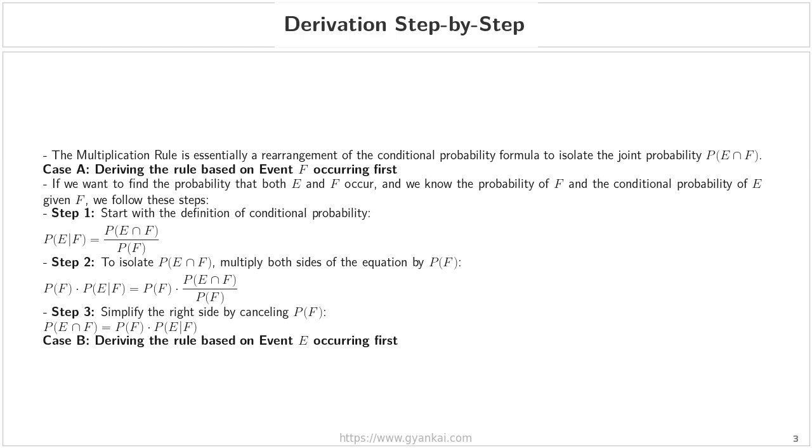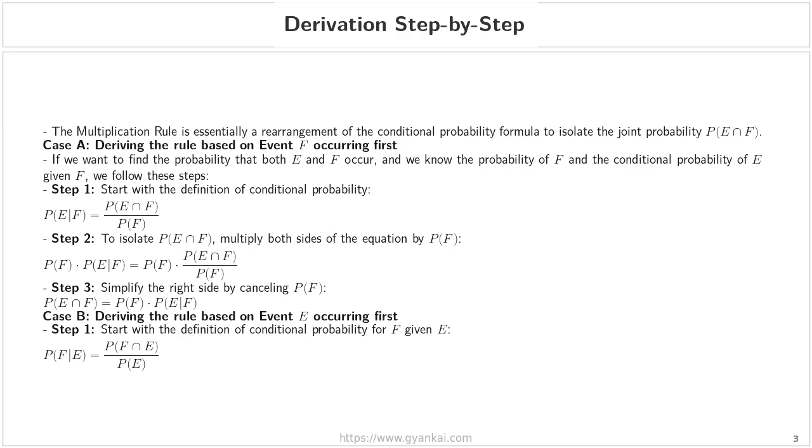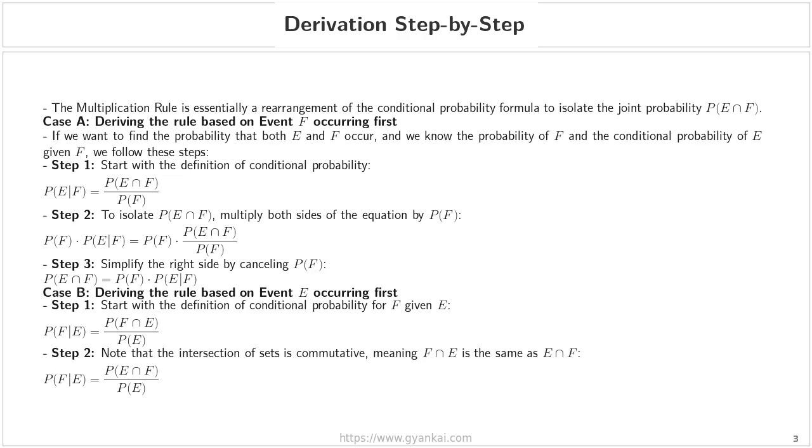The logic remains identical. Step 1, we start with the definition of conditional probability. But this time for F given E, this means the probability of F given E equals the probability of F intersection E, divided by the probability of E. Step 2, now, a quick reminder of a fundamental rule from set theory. The intersection is commutative. This means the probability of F intersection E is exactly the same as the probability of E intersection F, so our equation becomes the probability of F given E equals the probability of E intersection F, divided by the probability of E.